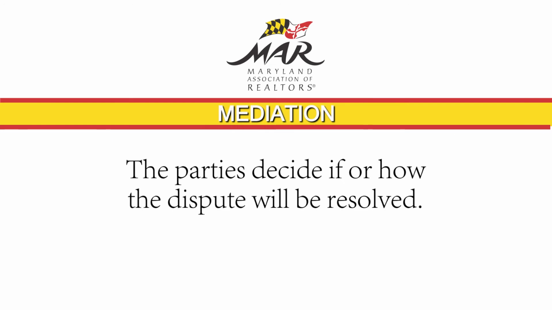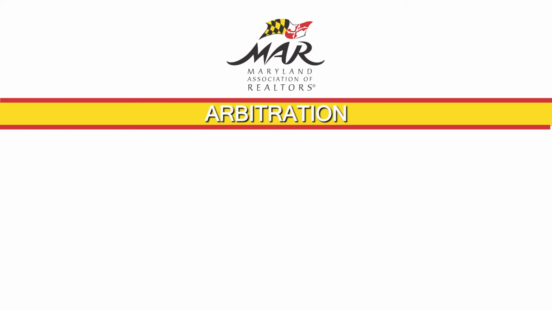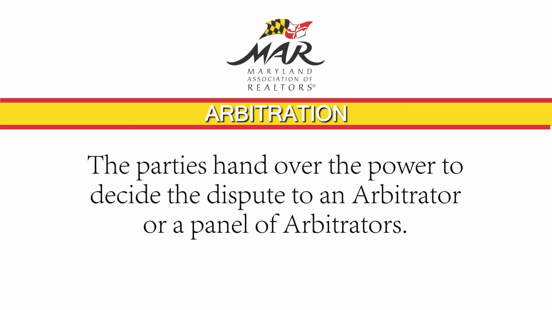Unlike mediation, where the parties themselves decide if or how the dispute will be resolved, arbitration requires the disputing parties to hand over the power to decide the dispute to an arbitrator or a panel of arbitrators. In an arbitration hearing, the arbitrators may hear testimony and receive evidence from each party, and when the hearing's over, the arbitrators render a binding decision where one party wins and one party loses.